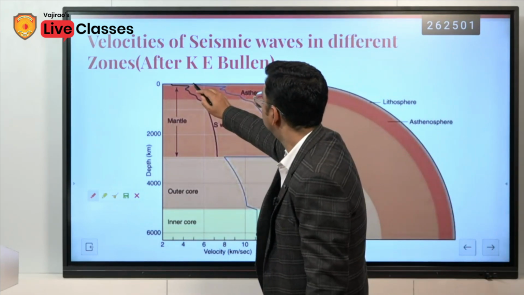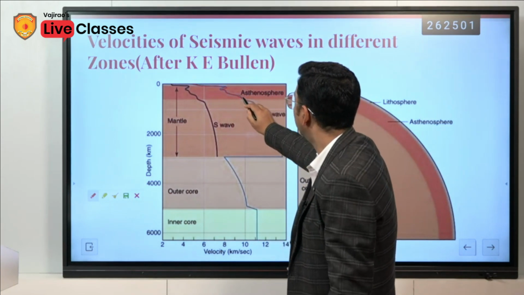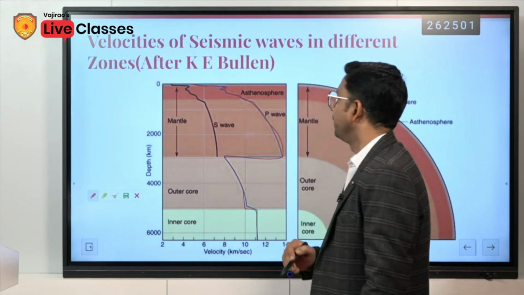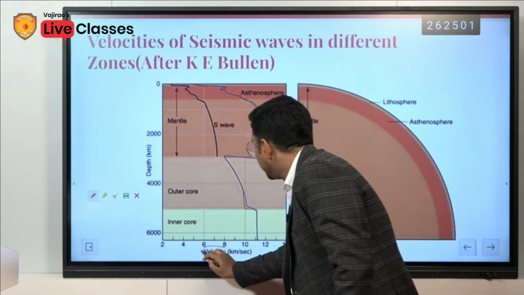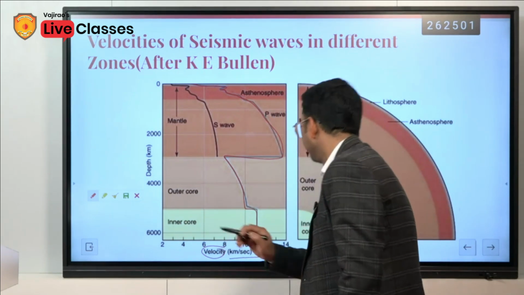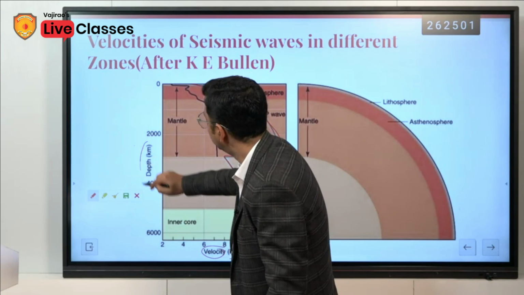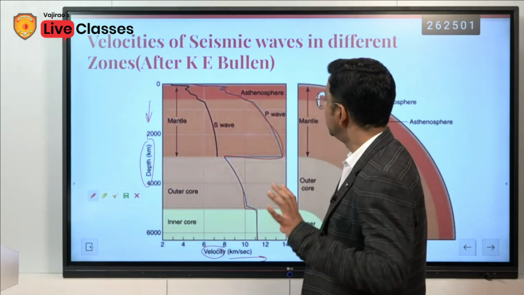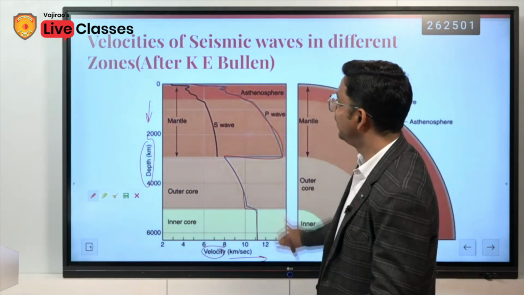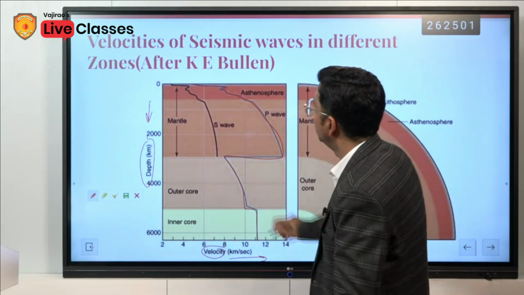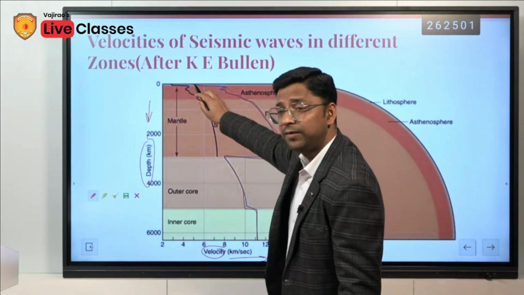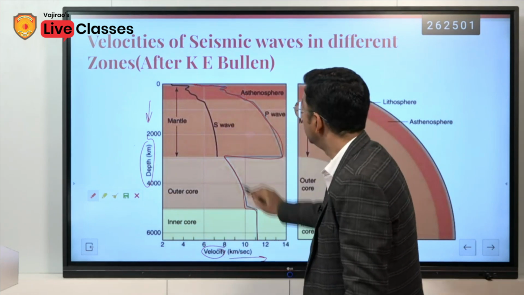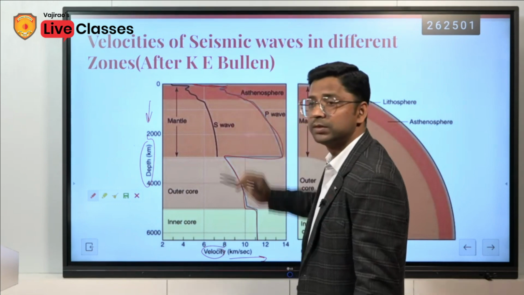This line is showing how P waves are traveling. This is the velocity, and this is the depth. Now we'll see how the P wave is traveling. If the P wave is starting from here, then the speed of P waves increases. We can see the velocity is increasing.